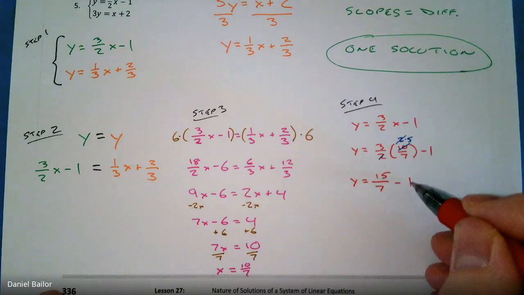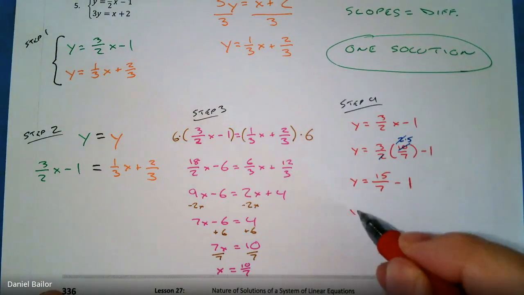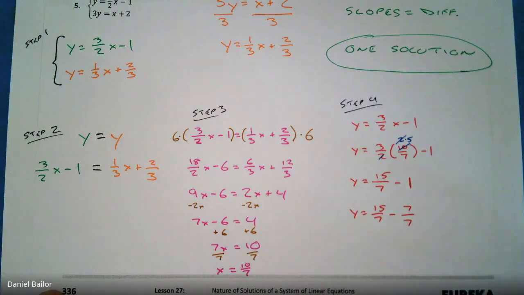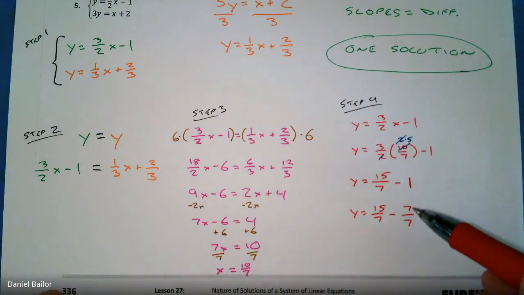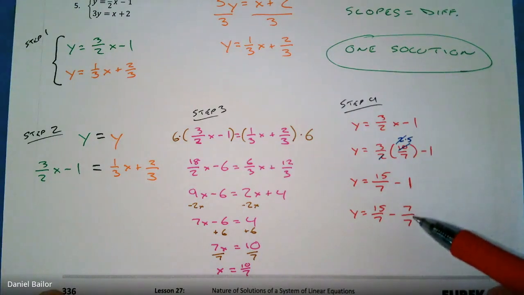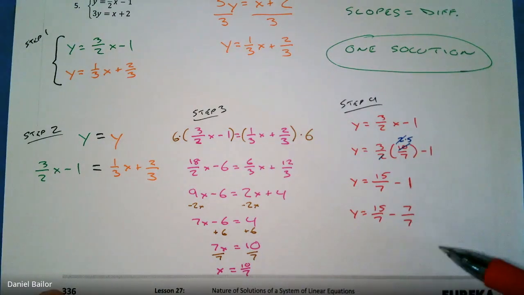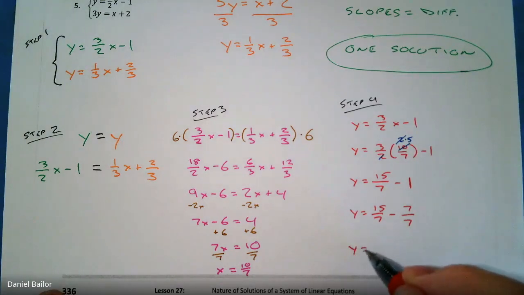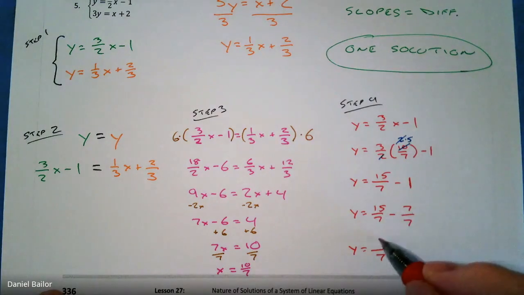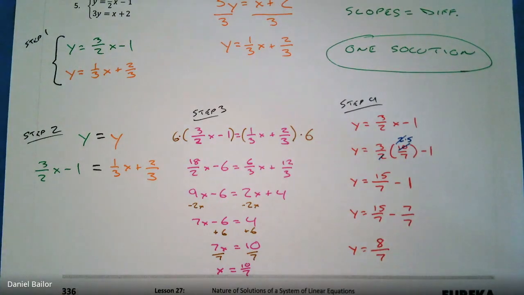Well, 1 minus 1 whole, that is just 7 sevenths. 1 is 7 divided by 7. But why did I change the 1 into 7/7? To make it easier to subtract, because the denominators have to match. So I stay the same denominator, but 15 sevenths minus 7 sevenths is 8 sevenths.